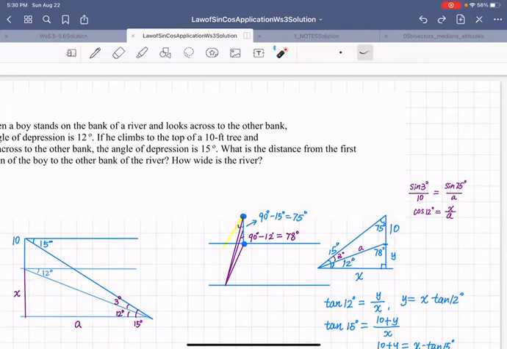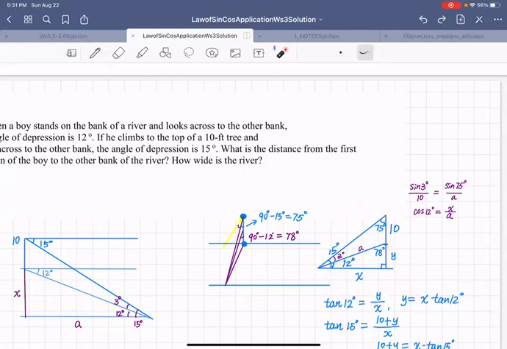The boy does not look at the other side of the river from the ground. The boy has a height. So the boy is, for example, 5 feet, okay? The boy looks at the other side of the river from here. And next, the boy climbs to a 10-foot tree. Then the boy looks at the other side. So this is 15 degrees. This is 12 degrees. Does this graph make sense to you? Yes, makes sense. Okay.